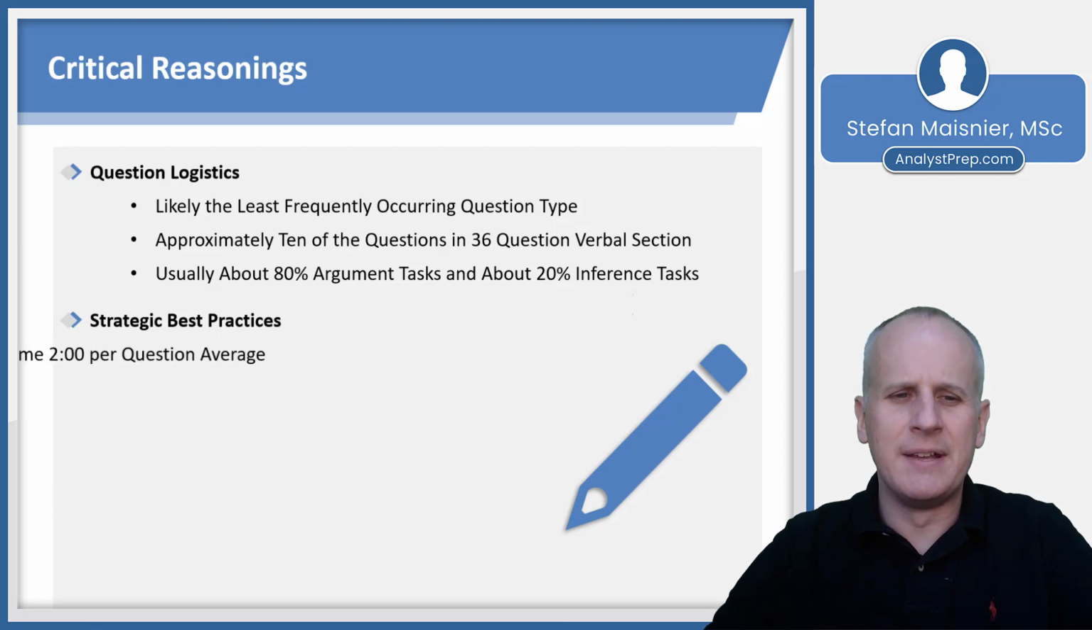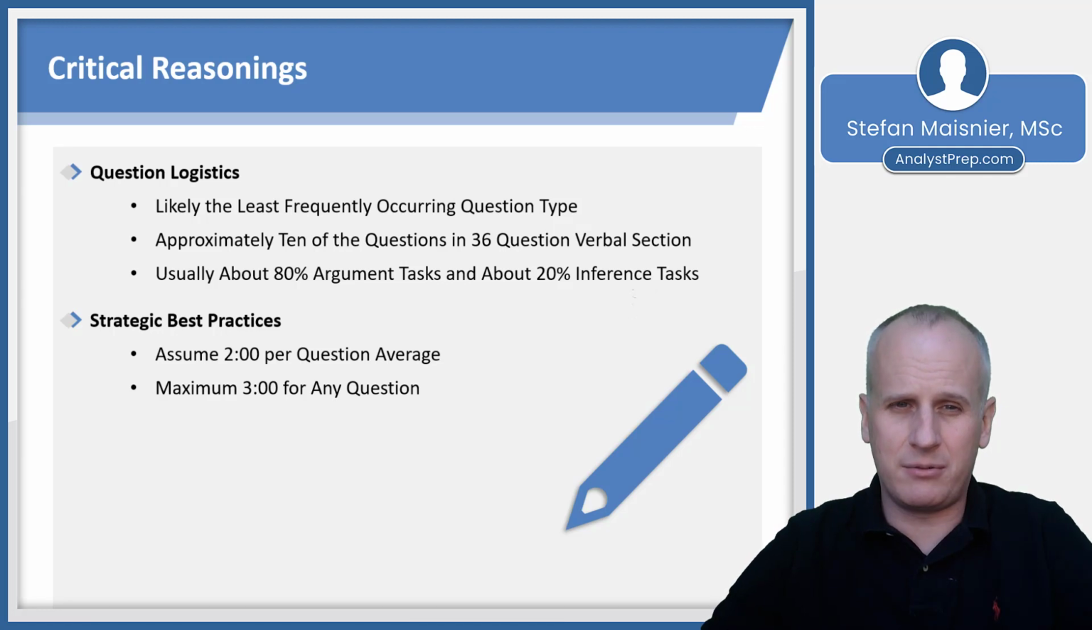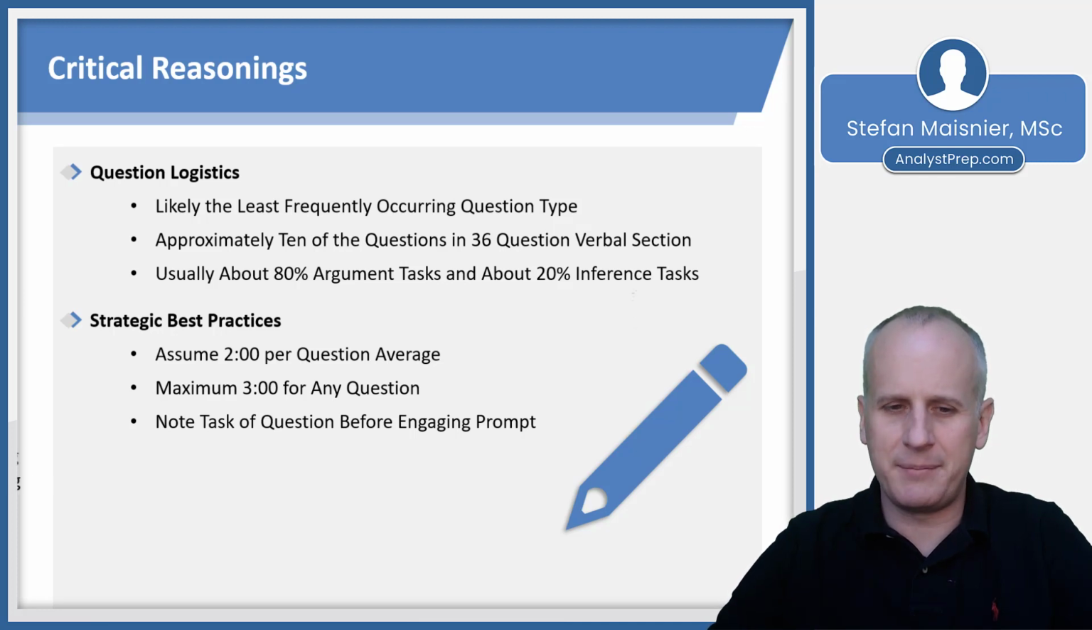Now, strategically, you want to assume about 2 minutes per question as your average for critical reasonings. You'll want to hold to a pretty hard 3-minute maximum for any critical reasoning question. And you always want to note the task of the question before beginning to engage with the prompt. So you're going to have a paragraph, then you're going to have what the question is in most instances with critical reasoning, and you want to go find that question first rather than reading the paragraph prompt, reading the question, and then rereading the prompt.